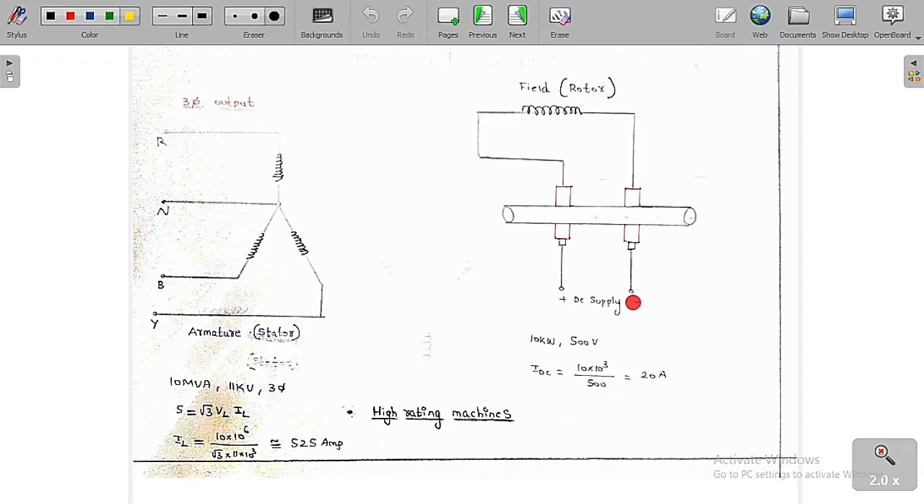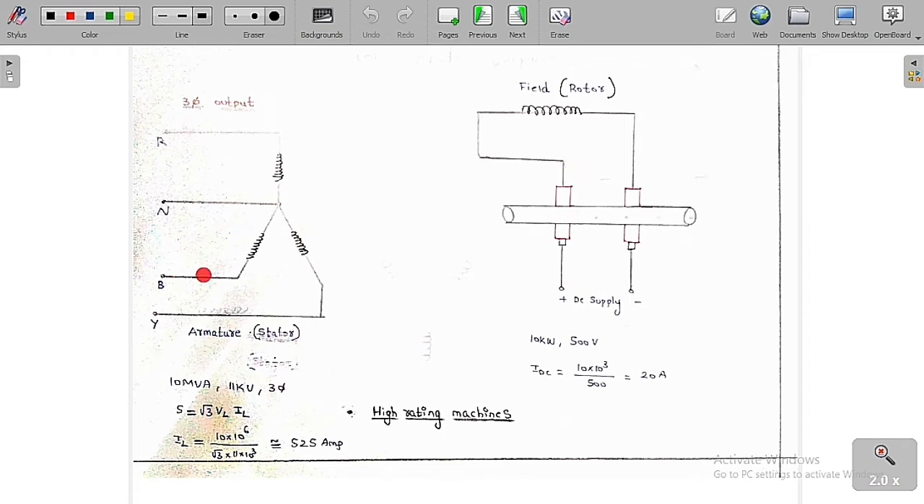So therefore we are going to give the DC supply. I already told you, I am going to assume the voltage rating is 500 volt we are going to give, and the power rating is 10 kilowatt. The amount of current consumed by this field winding, which is the ratio of the power by voltage, which is 10 × 10^3 by 500, we are going to get 20 ampere. So 20 ampere is the amount of current which is taken by this field winding.